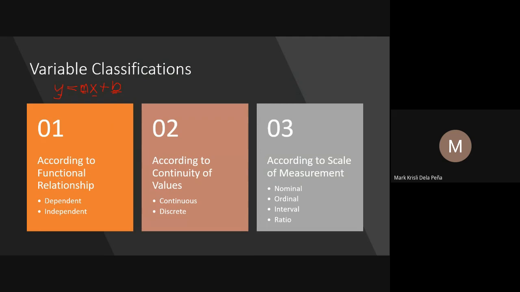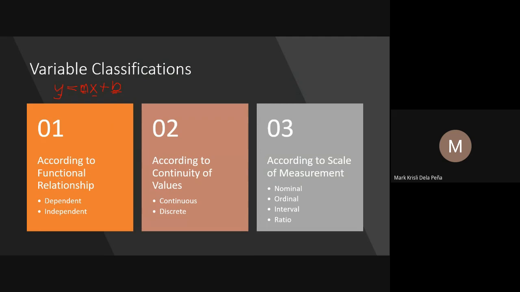Now, another example of dependent and independent variables. Let's say the grade of a student. The grade of a student will be dependent on how the student studied. Probably our independent variable there would be the study habits of the student, then the dependent variable will be his or her corresponding grade. So that's an example.